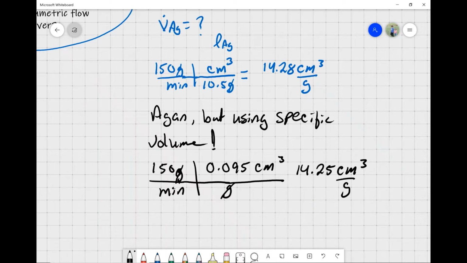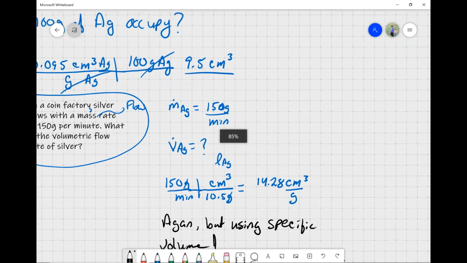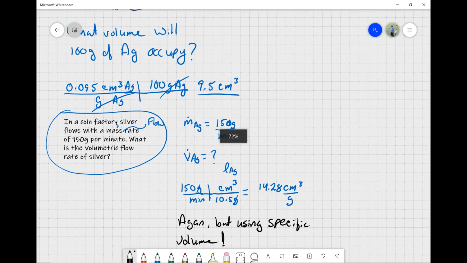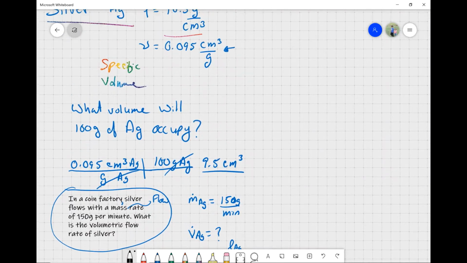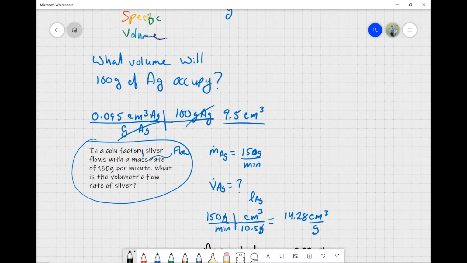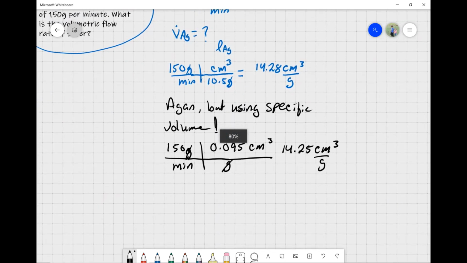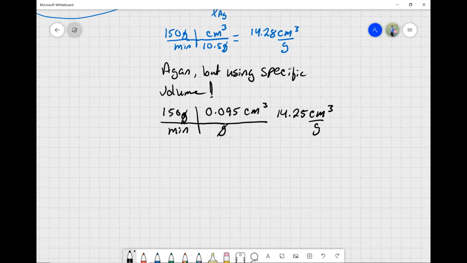And it's all about keeping the units in check. And so we've seen specific volume; we're going to see specific gravity in a little bit. But we've seen specific volume and density both used as a conversion factor to convert between mass flow rate and volumetric flow rate. And so that's pretty much all there is to it.